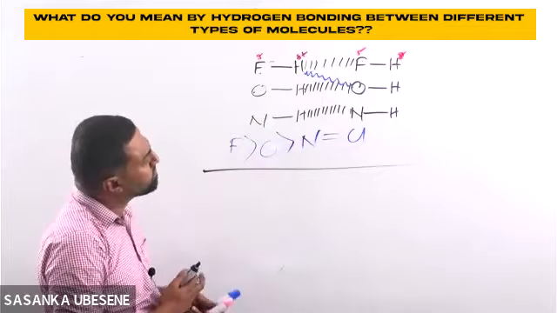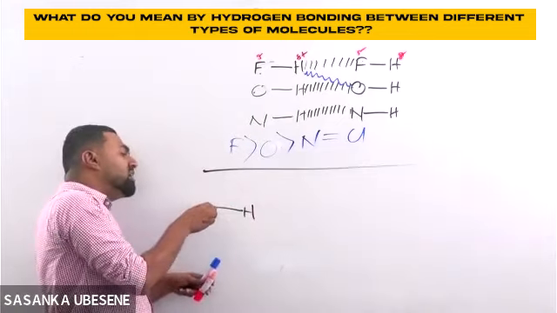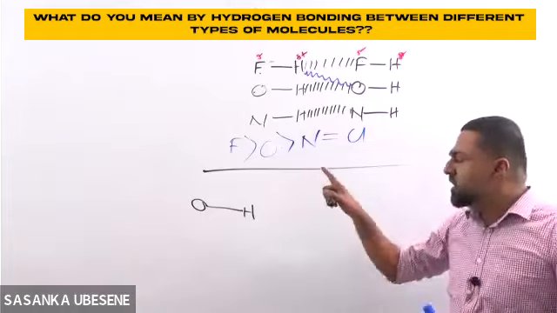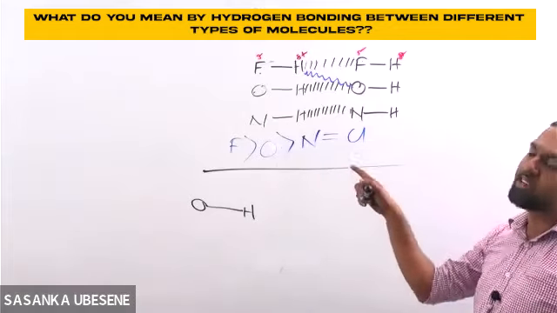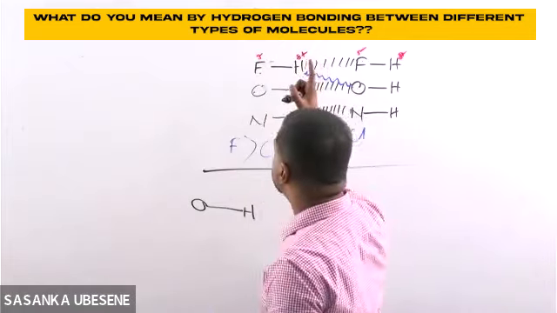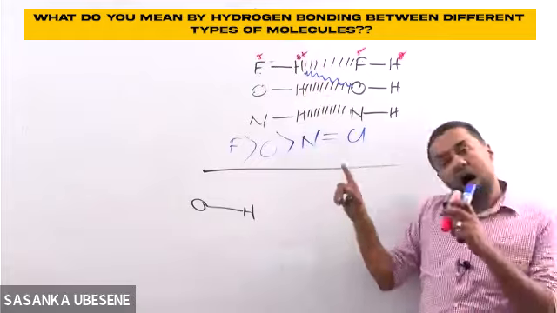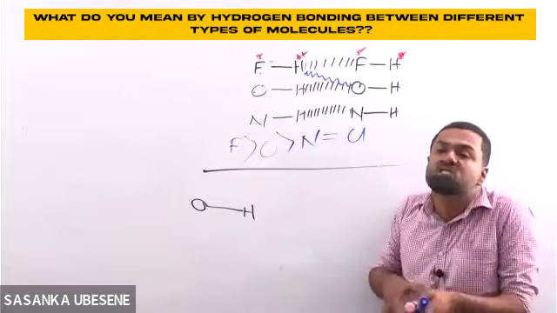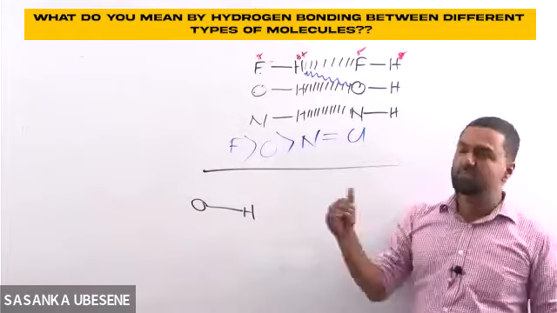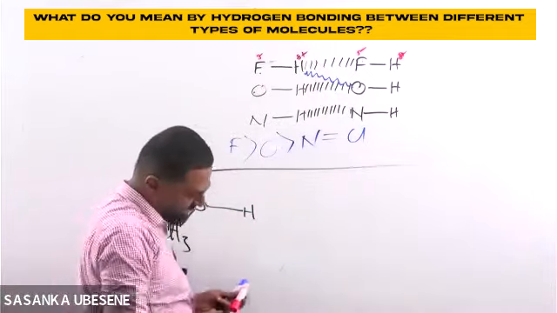receptor is attached with one of the most electronegative atoms. Your receptor, that is hydrogen, is attached with one of the most electronegative atoms: hydrogen is attached with fluorine, with oxygen, or with nitrogen. Likewise, here also hydrogen is attached with one of the most electronegative atoms, that is oxygen. For example, methanol.